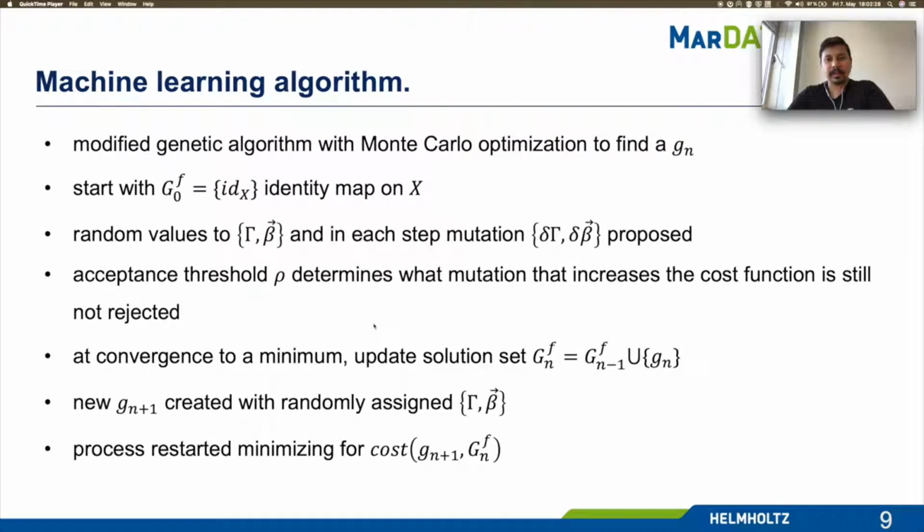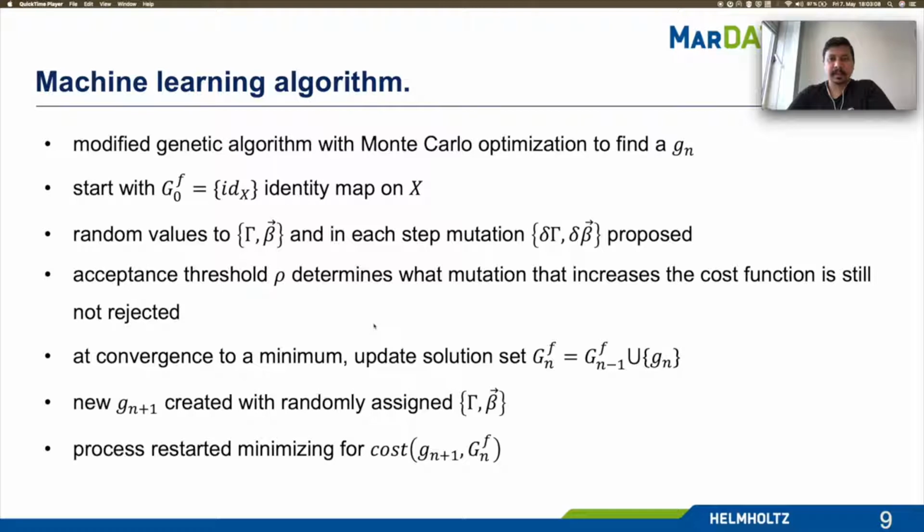The algorithm we applied is loosely based on the modified genetic algorithm with Monte Carlo optimization. We start with capital G0 of the function f, which is an identity map on X. We assign random values for gamma and beta and iteratively apply mutations delta gamma and delta beta. We calculate the cost for the applied mutation. We specify an acceptance threshold which determines what mutation that increases the cost function is still not rejected.